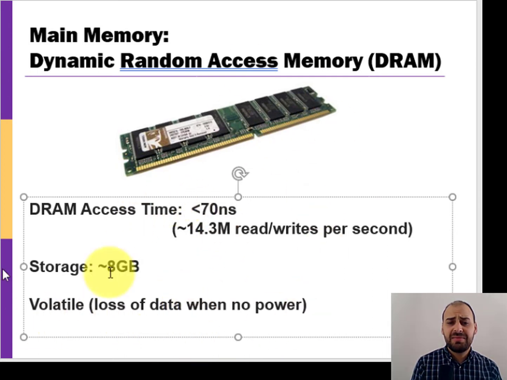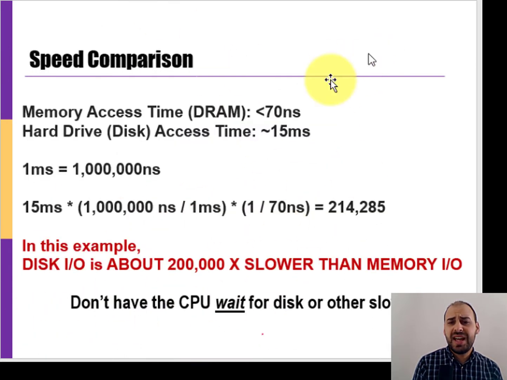So we've got some of these numbers, and again, don't get too bogged down in the specific numbers. The key thing is we want to look at a general trend in the speed comparison between the DRAM and a hard disk.